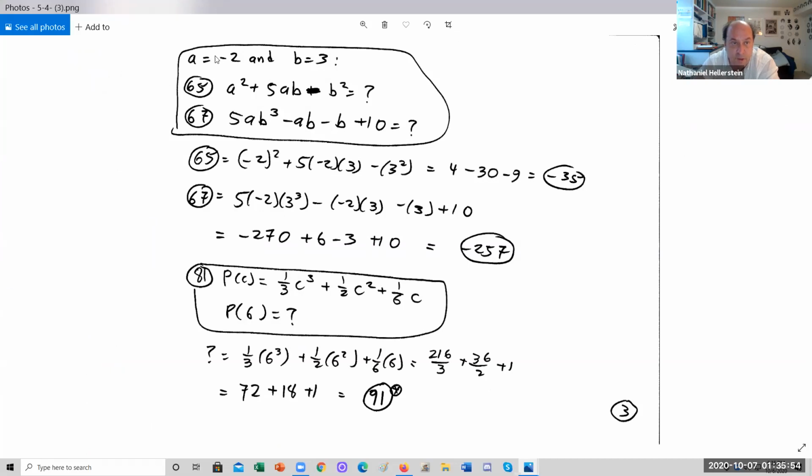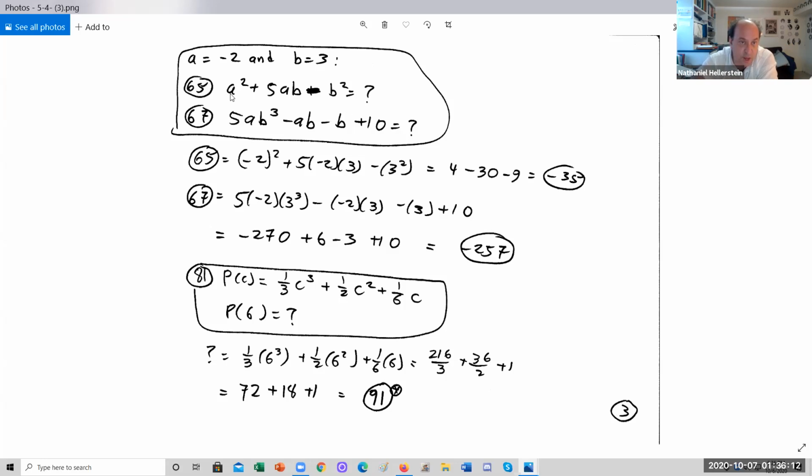Okay. For these two, we'll also have a be -2 and b be 3. So what's a squared plus 5ab minus b squared? What's 5ab cubed minus ab minus b plus 10? Again, it's a matter of the drudgery of substitution and calculation.